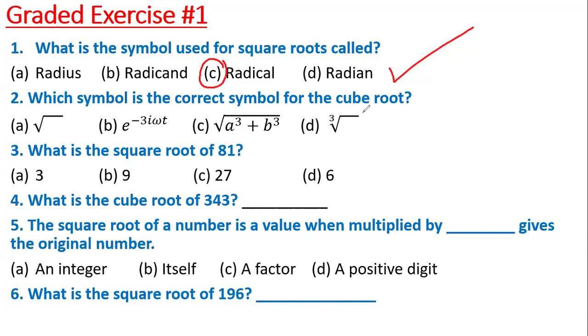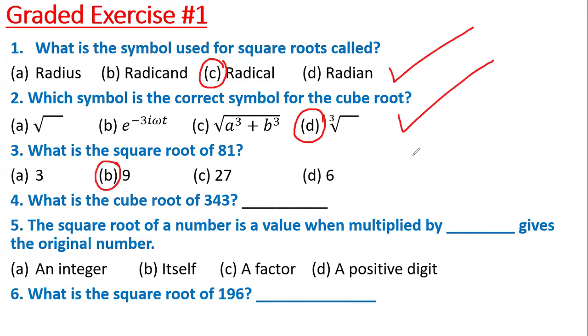Which symbol is the correct symbol for the cube root? D. Very good. If you got it right, just put a tick in your book. What is the square root of 81? 9. Very good. That's B.